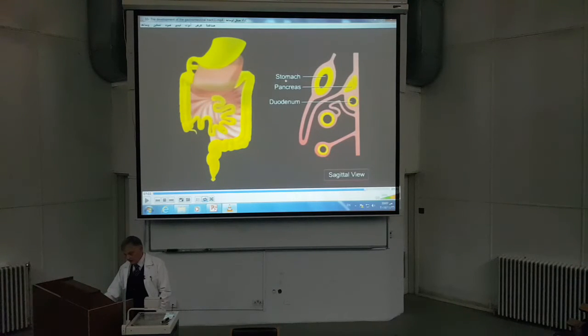Now, in a longitudinal section, in a sagittal section, here is the stomach, that's the two folds, then becoming four folds of the greater omentum. This is the transverse colon, the duodenum and the pancreas. We have just seen how they are positioned retroperitoneal.